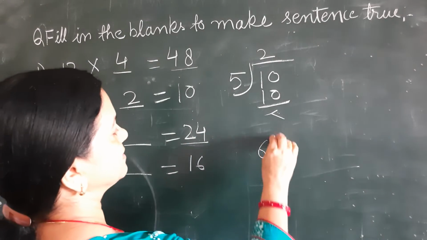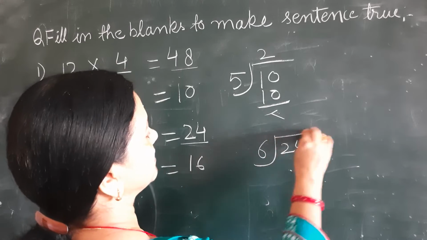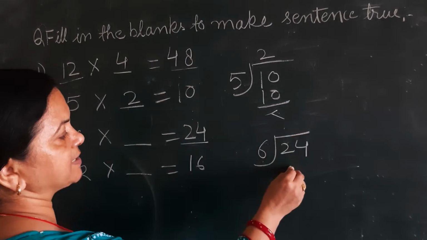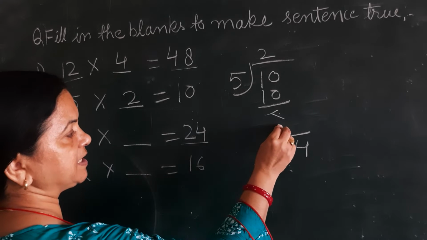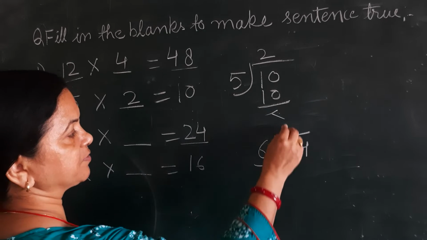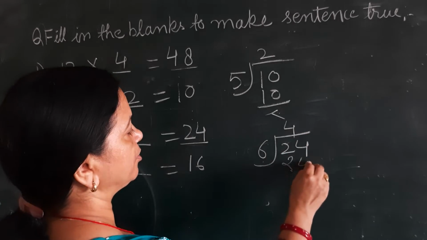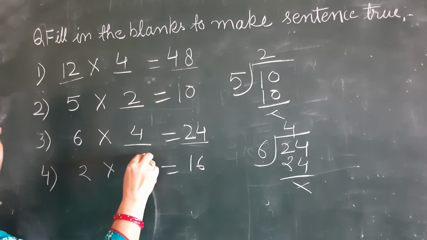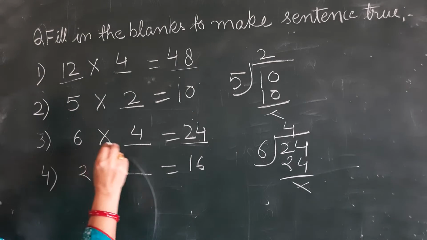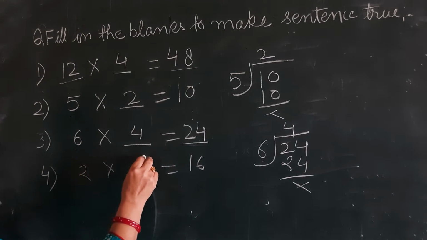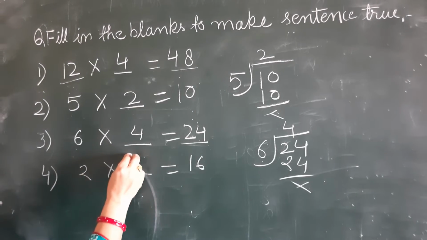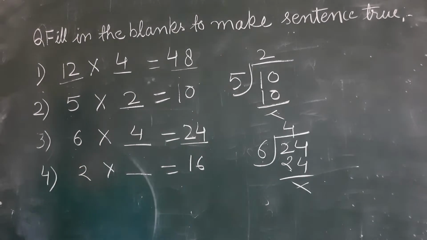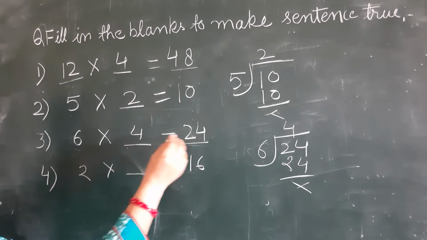Okay. 24 divided by 6. Okay. 6 1, how many times will it go? 6 1 ja 6, 6 2 ja 12, 6 3 ja 18, 6 4 ja 24. Okay, student. So what will come here? 4. Now when we multiply these two digits, we will see that the product of these two is equal to this side. Okay. Then our sentence is true. 6 4 ja 24, which is equal to this side.